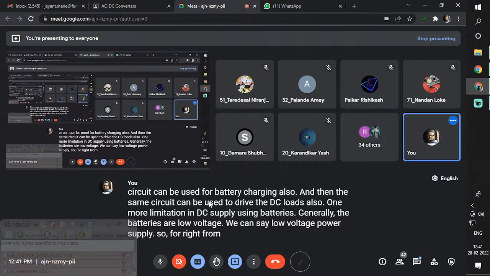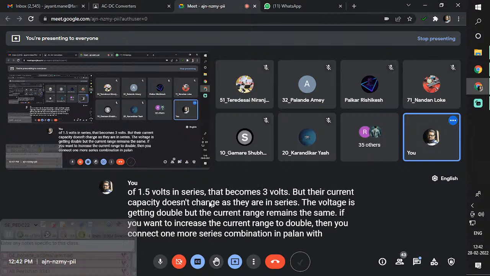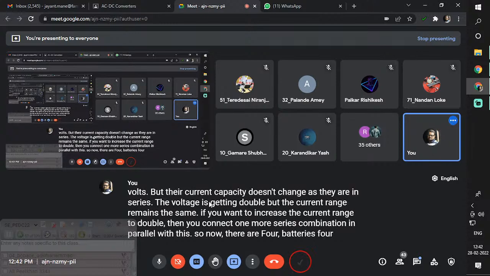If you want to increase the current rating to double, then you connect one more series combination in parallel with this. So now there are four cells. Out of them, two are connected in series and another two are connected in series, and then these two series combinations are connected in parallel. In that way, we can make the current capacity double. So there is a limitation.